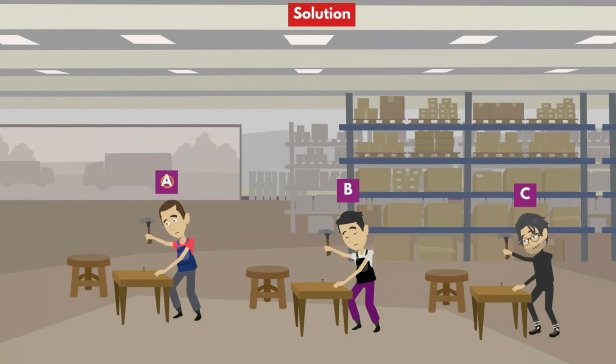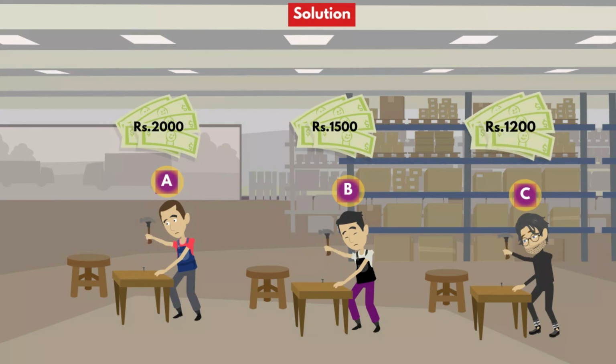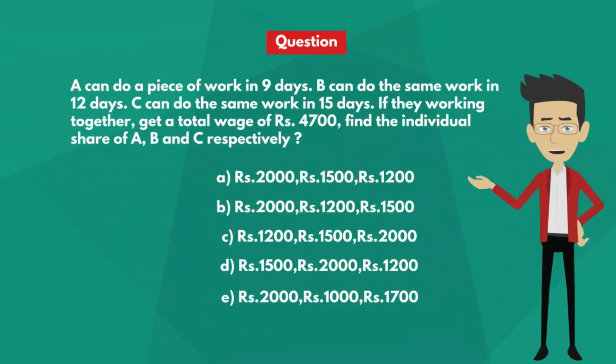So the individual share of A, B and C respectively is 2,000 rupees, 1,500 rupees, 1,200 rupees. So the answer is option A, 2,000 rupees, 1,500 rupees, 1,200 rupees.